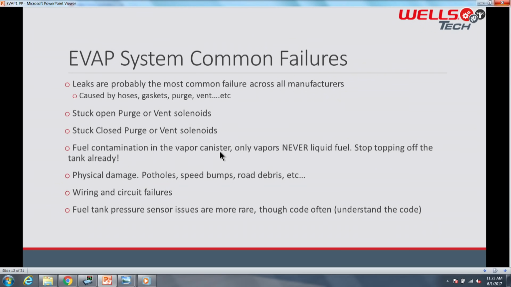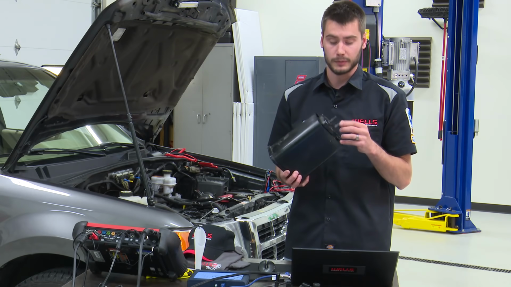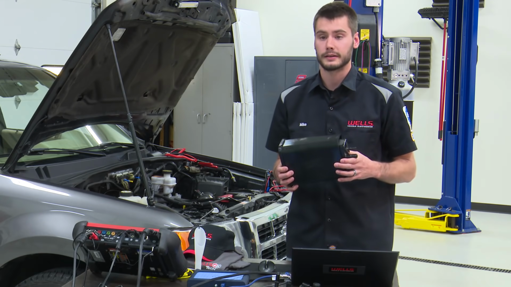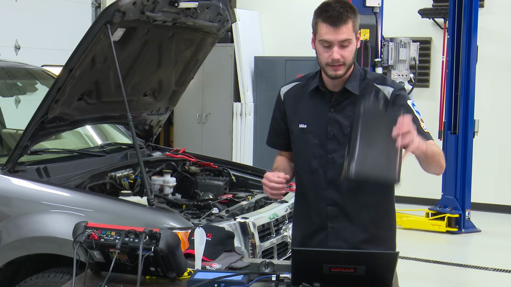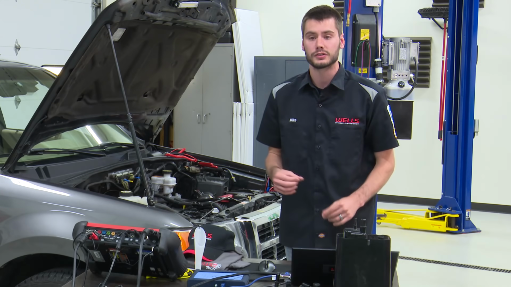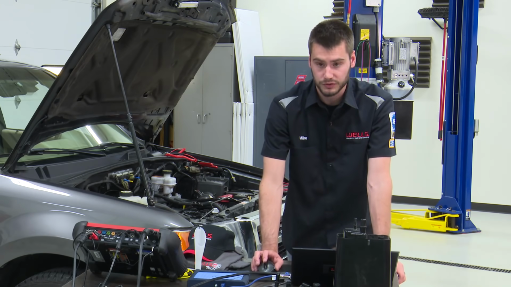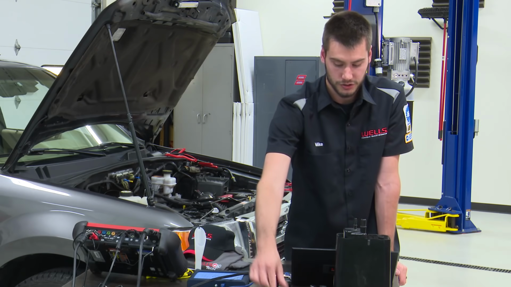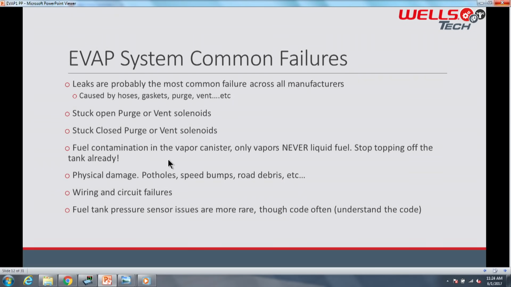Fuel contamination in the vapor canister. Only vapor goes in this thing. This only has vapor in it. If you get liquid fuel in it, I recommend replacing. This happens because of something like topping off the fuel tank. If you're one of those people that always wants to try and round up to the next dollar or something like that, if you constantly top off that tank, it's possible to force, on certain systems, raw fuel into the canister. Okay? So don't top off your tank. When that thing clicks, it's done. It's full, unless you have a vent solenoid problem. All right, so fuel contamination in the canister, it's only intended for vapors.